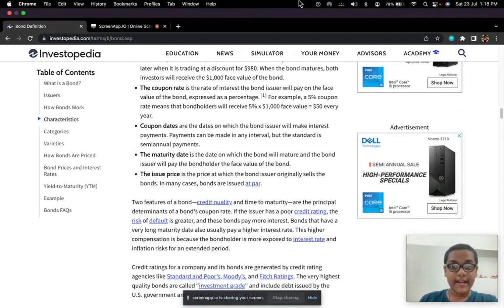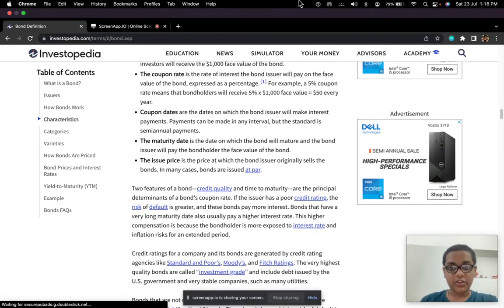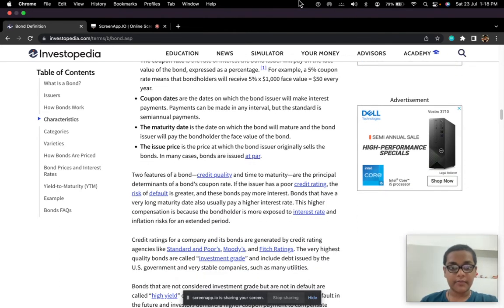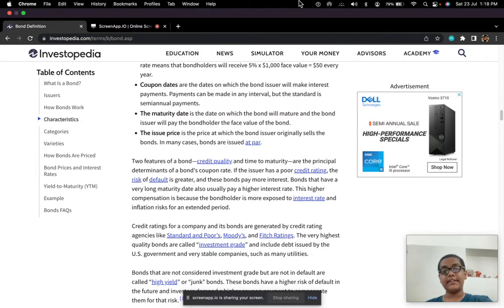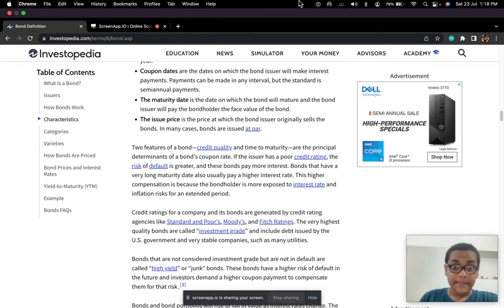The coupon rate is the rate of interest the bond issuer will pay on the face value of the bond, expressed as a percentage. For example, a 5% coupon rate means the bondholders will receive 5% multiplied by the $1,000 face value, which equals $50 every year. Coupon dates are the dates on which the bond issuer will make interest payments. Payments can be made in any interval, but the standard is semi-annual payments.